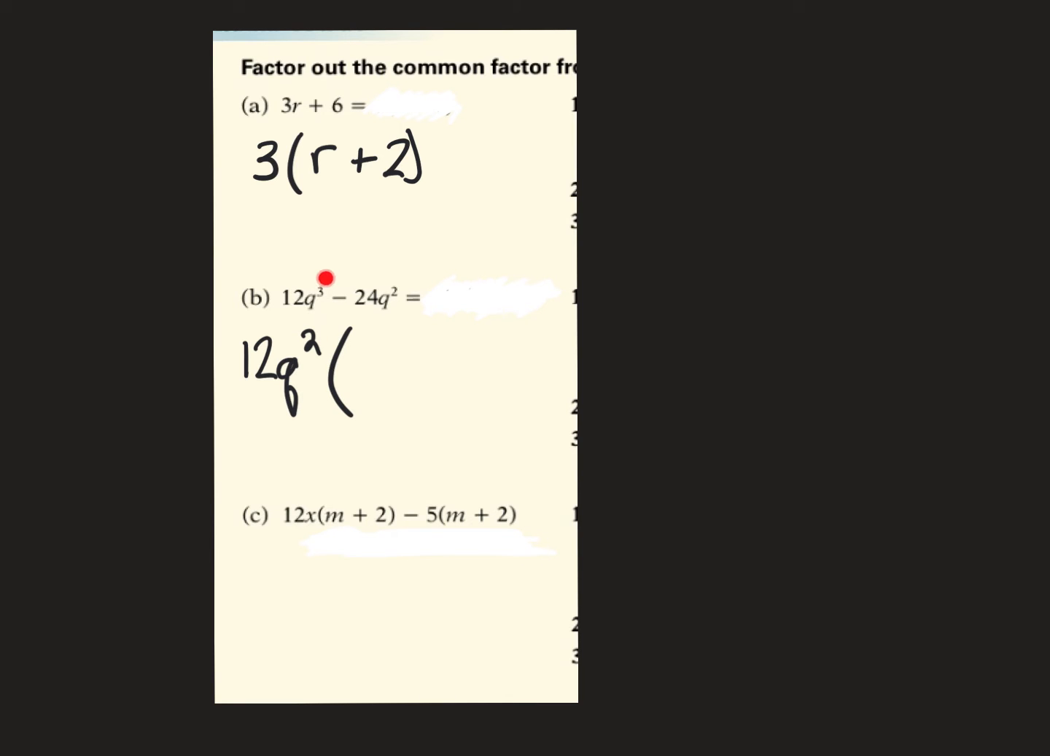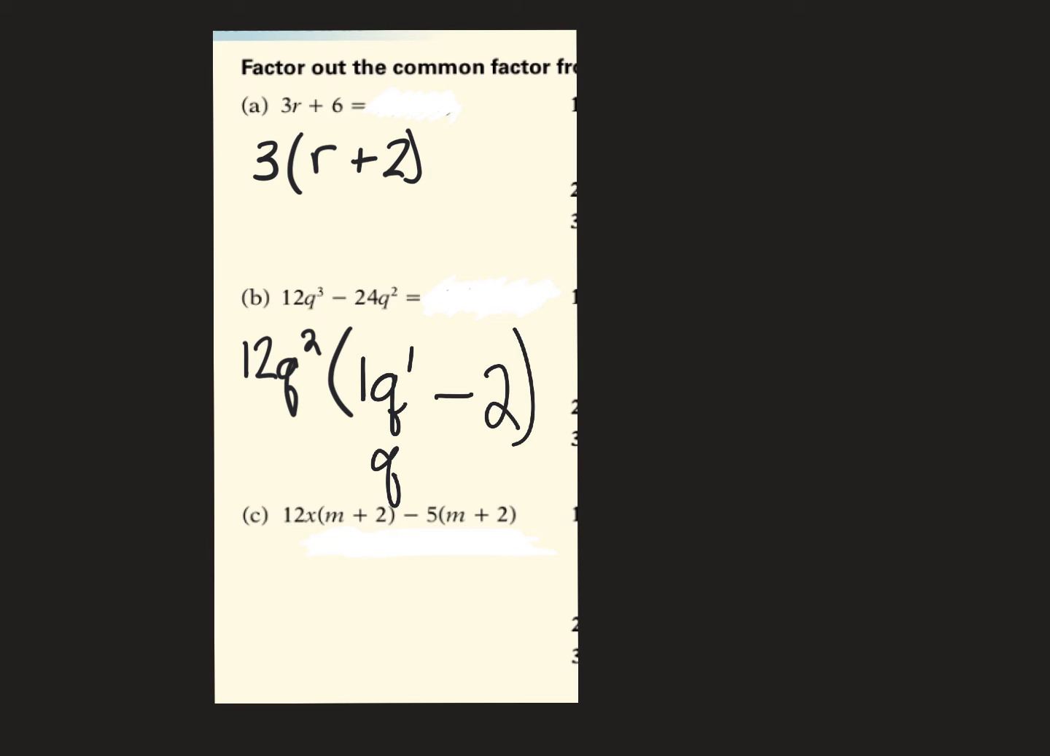Now I'm going to take 12q to the third divided by 12q squared. So 12 divided by 12 is 1. Q to the third divided by q squared. Subtract your exponents. So 3 minus 2 becomes a q to the first, or you can just write it as q. Either way, doesn't matter. Okay, then our 24 divided by 12 is 2, and the q squared and q squared cancel out.